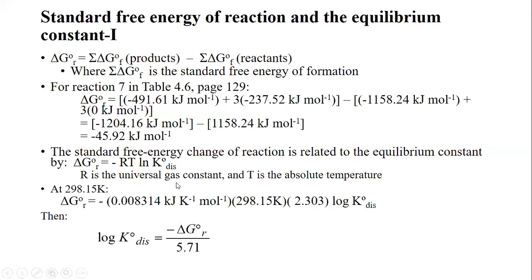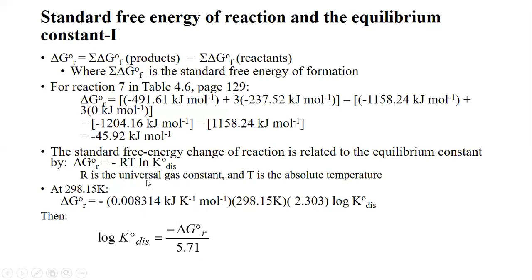R is the universal gas constant, and T is the absolute temperature in Kelvin. At 298.15 K, which is what we call standard room temperature, 25 Celsius, delta G0 of reaction equals... The value of this universal gas constant has different values.